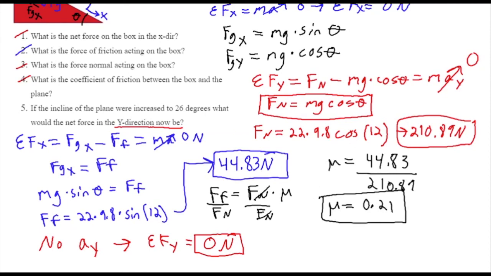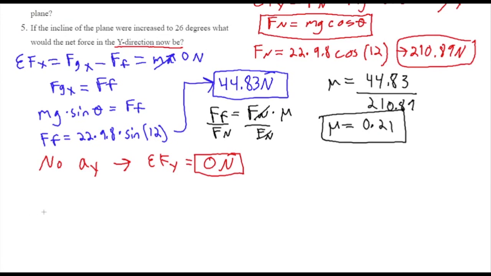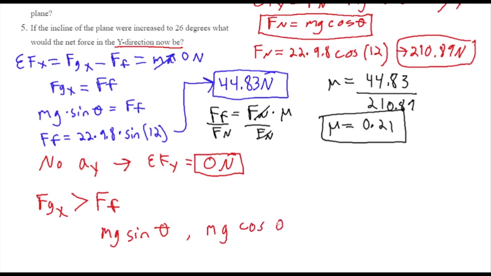Right now, we're moving at a constant velocity in the x direction, but if we increase that incline, we're no longer going to be moving at a constant velocity. How do I know that? Well, the reason why we will no longer be moving at that constant velocity is because force gravity x is going to be bigger than force friction. How do I know that it's going to be bigger than force friction? Well, force gravity x depends on mass, gravity, and sine theta. And force friction depends on force normal, which is mass gravity cosine theta.